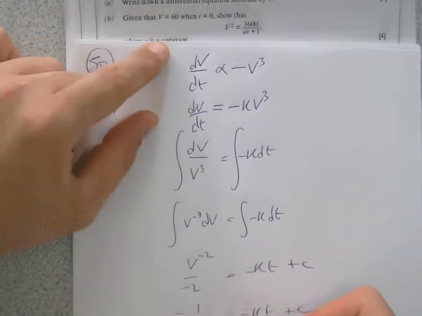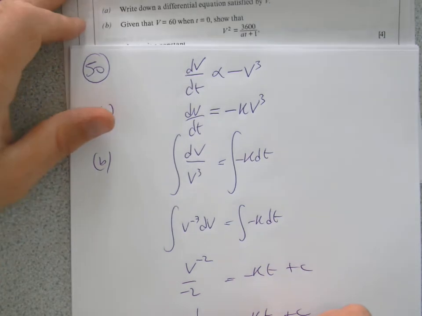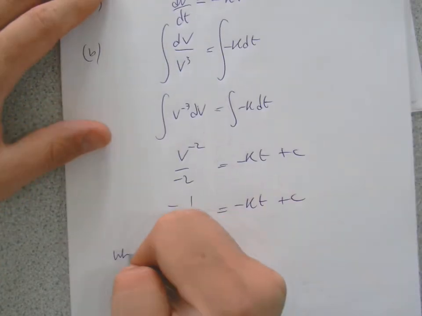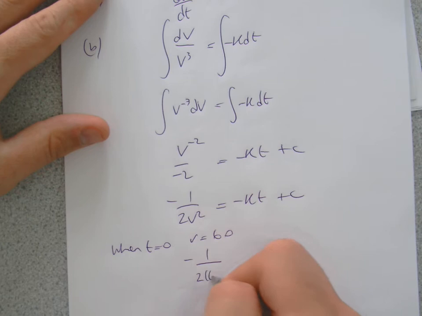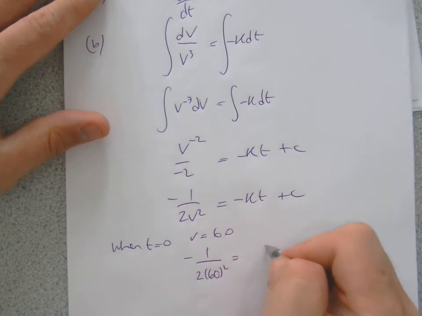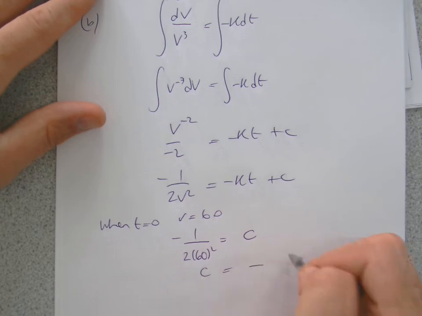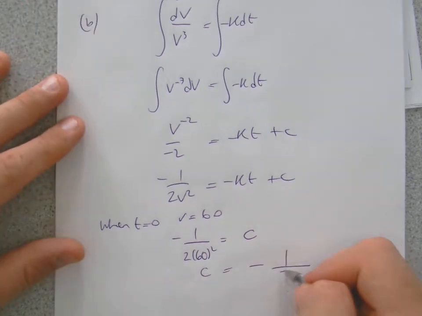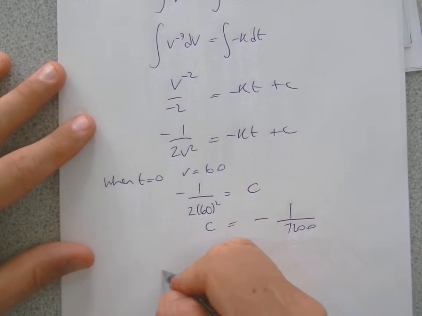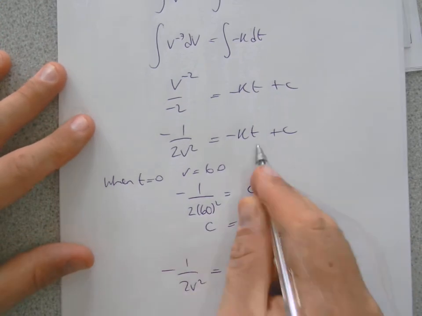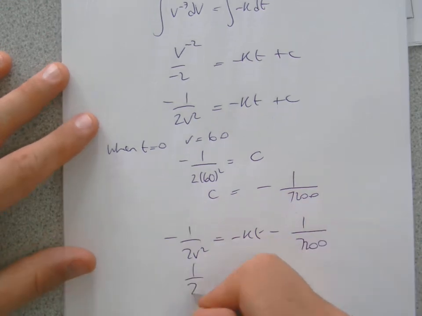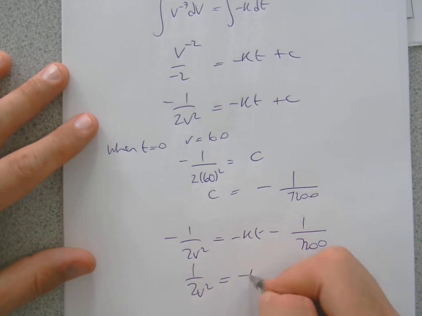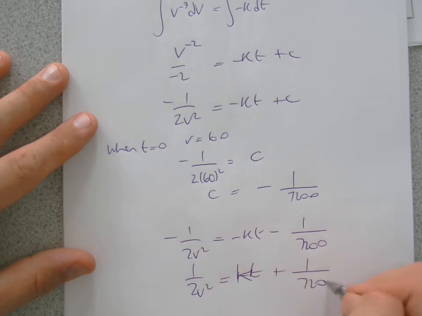And then they give you conditions, don't they? In the question it says when t is 0, v is 60. So when t equals 0, v is 60, minus 1 over 2 times 60 squared equals, t is 0, so that goes c. So your constant will equal minus 1 over 7,200, okay? So then you've got to put the value of c into the above. And notice they're all negatives, so let's change them to positives. Divide through by minus 1, so everything changes to a plus, okay?